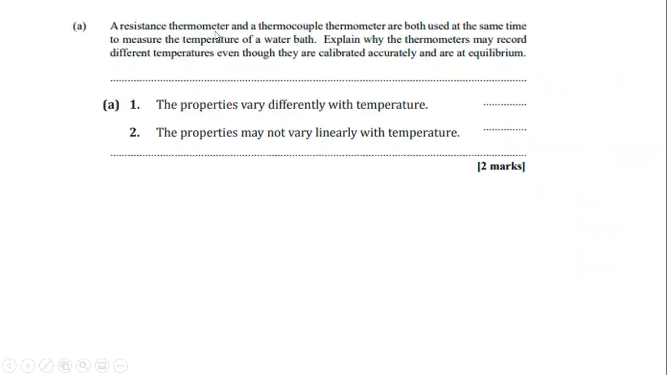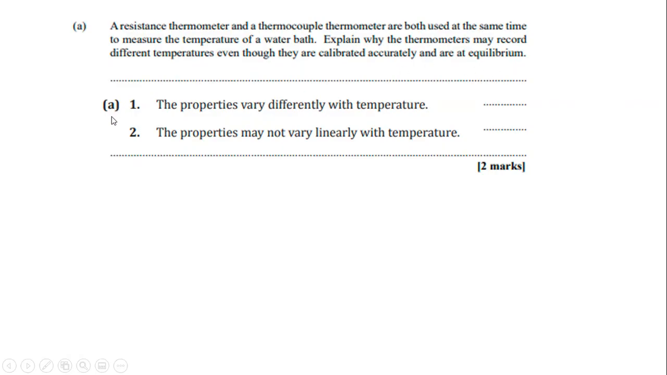Now let's quickly talk about thermometers in itself. So it says a resistance thermometer and a thermocouple thermometer, in a sense, are both used at the same time to measure the temperature of a water bath. It says explain why the thermometers may record different temperatures, even though they are calibrated accurately and are at equilibrium.